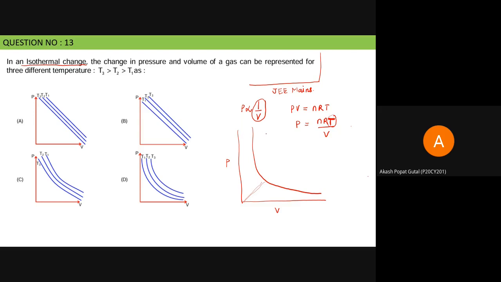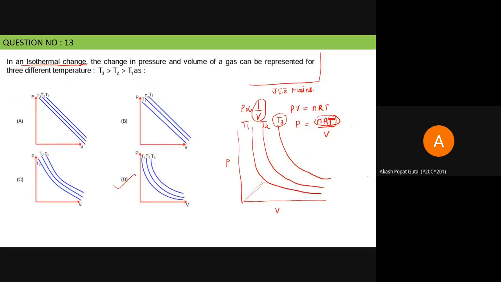So T1, this is second and this is third. Fine. So the farther away from the origin, the greater the nRT value. So this will be T3. So the greatest will be this T3, then T2, then T1. Fine. D will be the answer. Yes, Ankita, it's right.